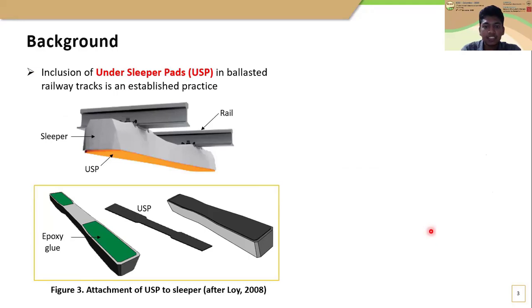Due to the presence of high speed and heavy trains on existing ballasted rail tracks, the inclusion of undersleeper pads to improve the track performance is an established practice in many countries. These undersleeper pads are known as energy absorbing shock mats, and they are attached to the bottom of the concrete sleeper as shown in this figure. In this figure, you can see the attachment of undersleeper pad to the concrete sleeper using epoxy glue.